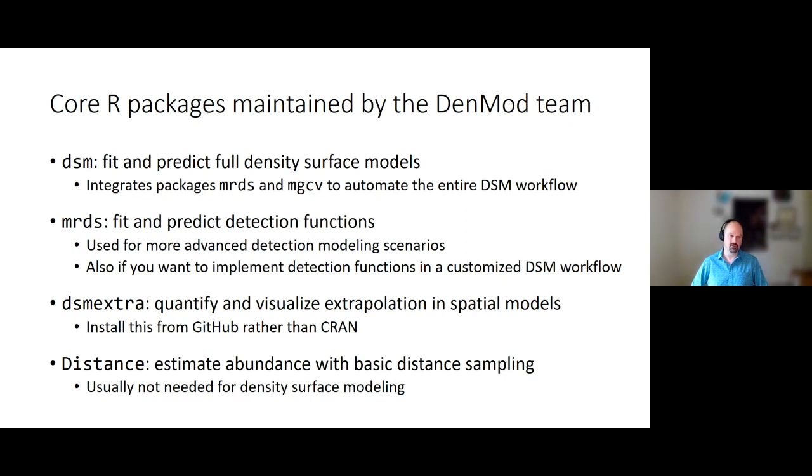And so for people starting out with density surface modeling, what I would highly recommend is to start with the DSM package, look at the vignettes and examples that are available, and it will probably give you just about everything you need. Going beyond that, you may have some more advanced detection modeling scenarios. For example, you may need to fit models that involve two observer teams in an MRDS mark-recapture distance sampling model, and you may need to control the parameters for how that's being done very carefully. And so for that, you may need to use the mrds package.